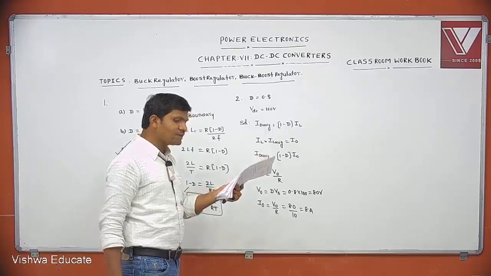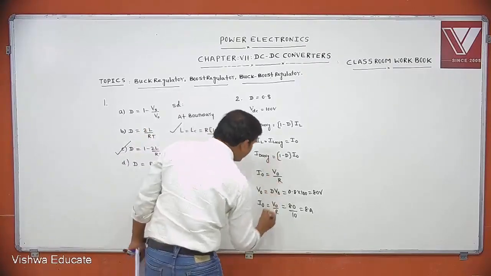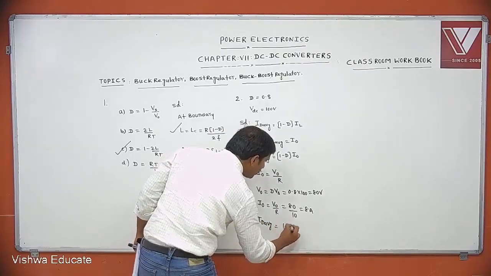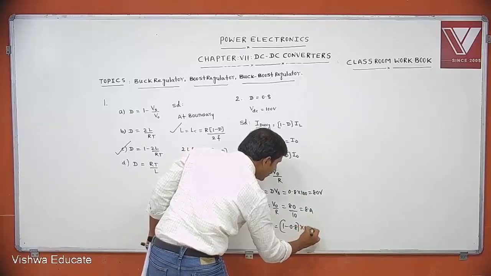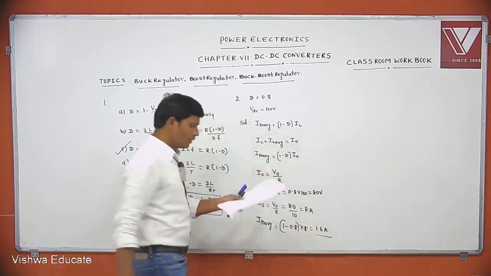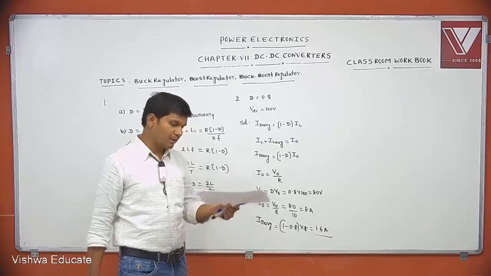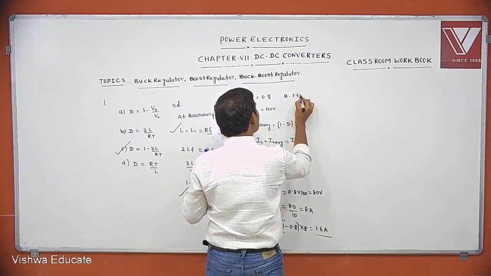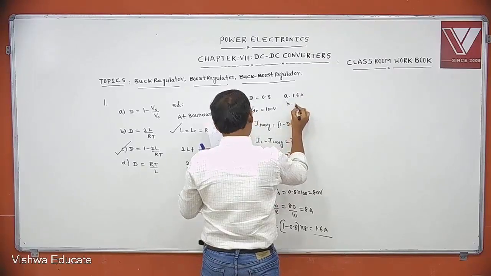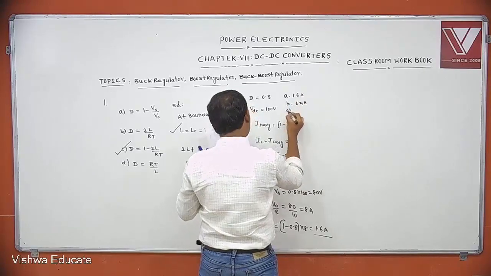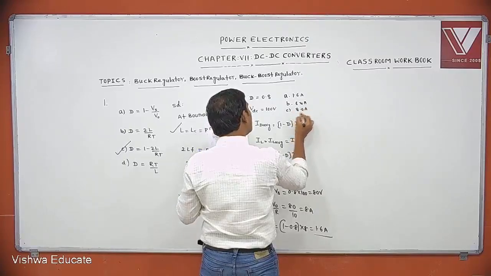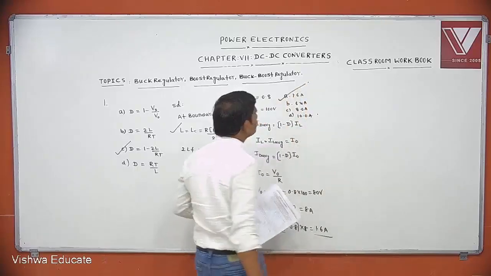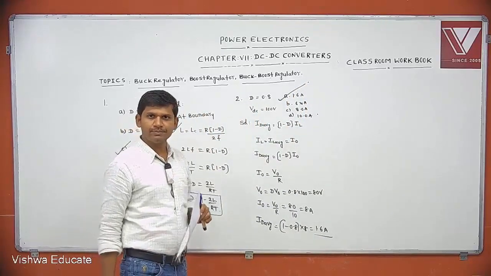You want to find the average current through the diode under steady state. ID average equals I naught into 1 minus 0.8, into 8. Then you get 1.6 ampere. Then which option is correct? Option A is correct. The options given are: Option A is 1.6 ampere, Option B is 6.4 ampere, Option C is 8 ampere, and Option D is 10 ampere. So your answer is Option A, 1.6 ampere. Clear?